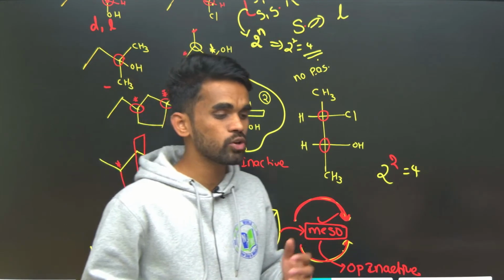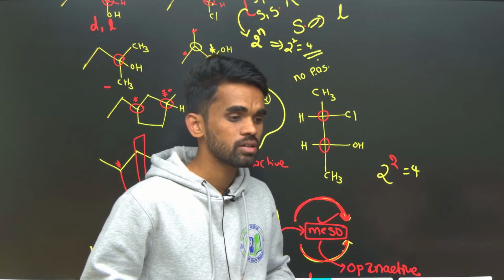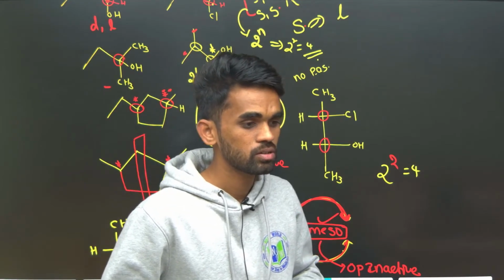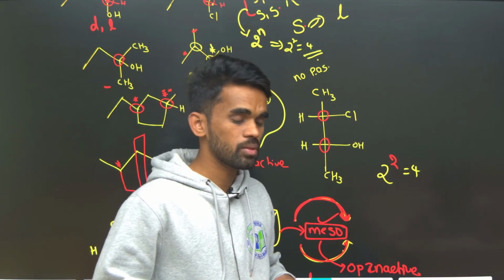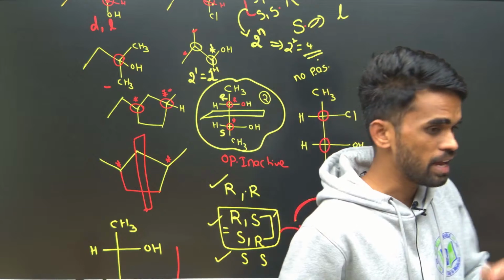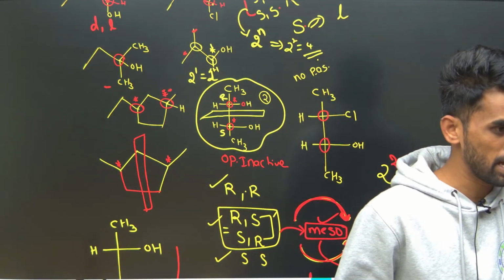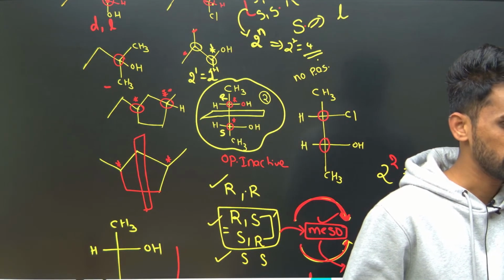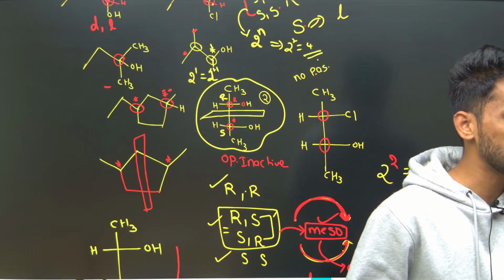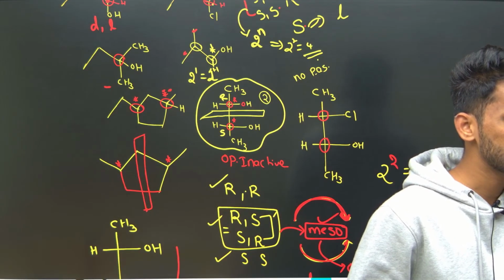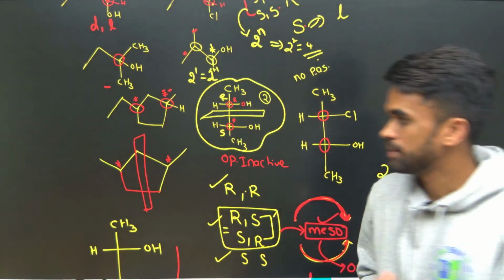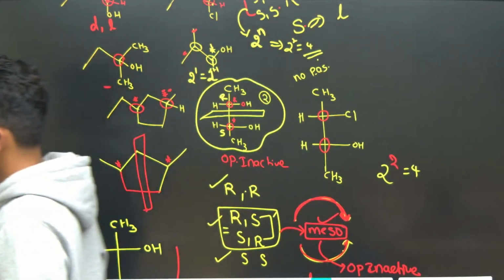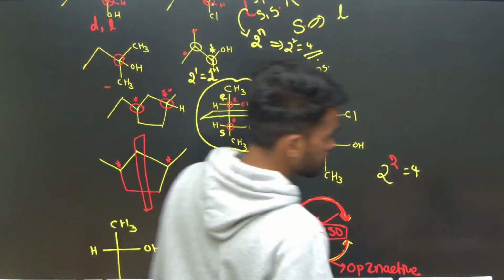What is the note point you can make from here? Chiral carbon is not the ultimate criterion of optical activity. The compound must not contain any plane of symmetry or center of symmetry. Then only it will be optically active. Okay. Next.